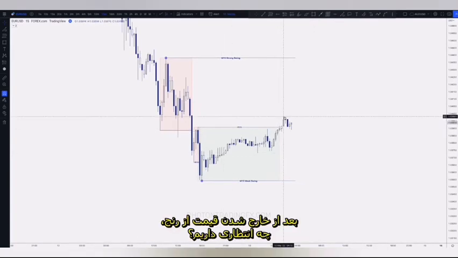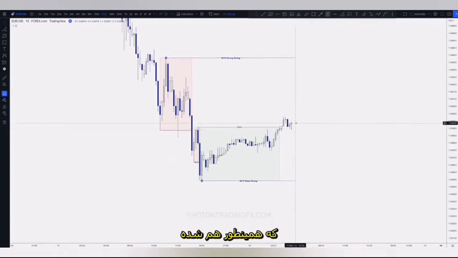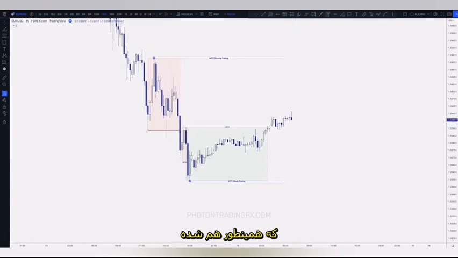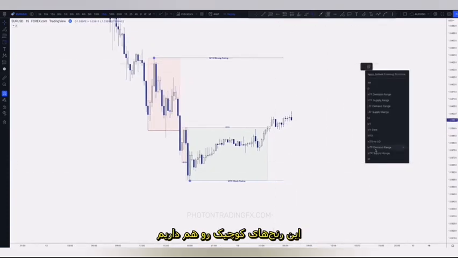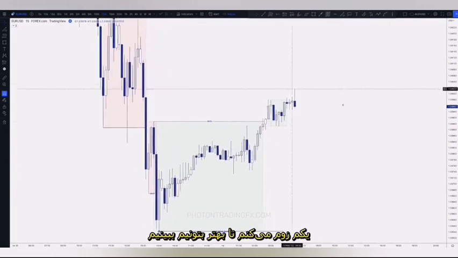So we've had initiation out of the range. So what do we expect? Do we expect price to pull back into it, mitigate it and continue, which is what price is doing now, pulling back into it and then continuing to the upside. Okay, so we have these smaller little ranges as well, right? From the high to the low, drag it across, price then breaks out.